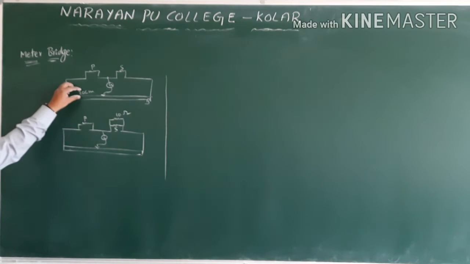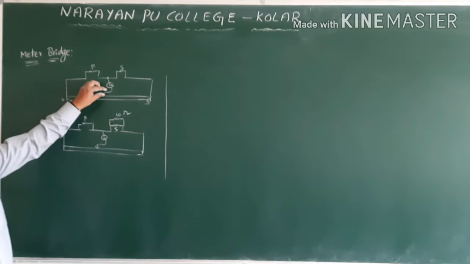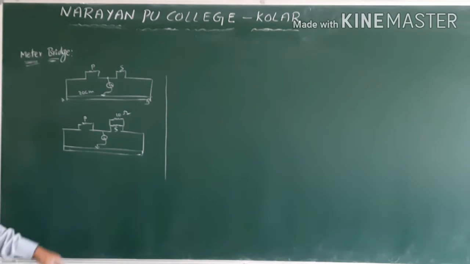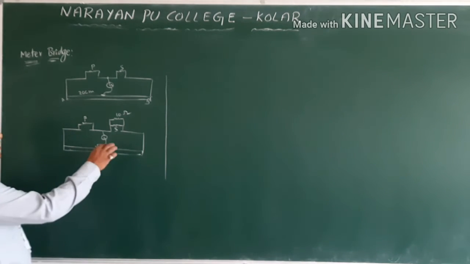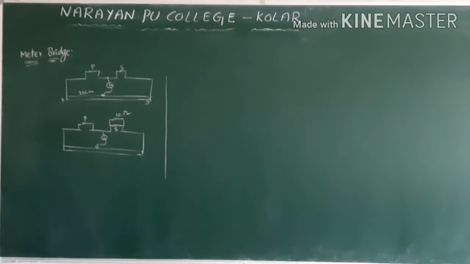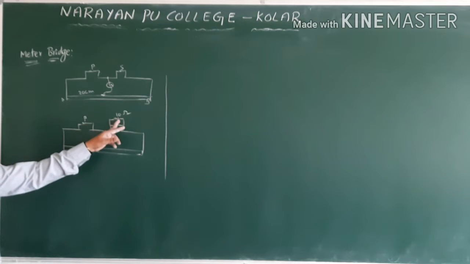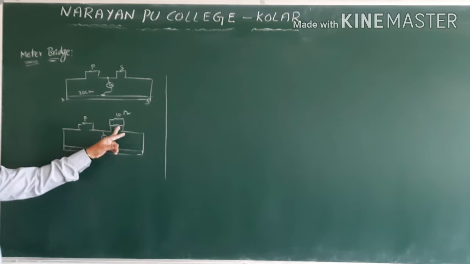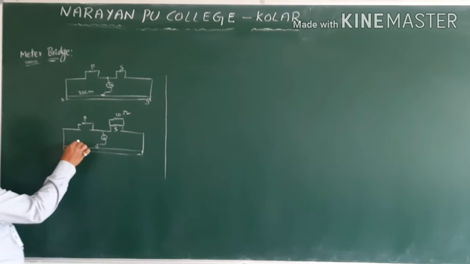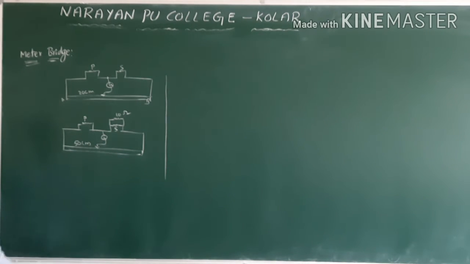Now the balancing length, whenever we move the jockey on the wire, they gave 20 centimeters. Next, in the right gap, for S, a 10 ohm resistance is connected in parallel. So how did they connect it? The 10 ohm resistance is connected in parallel. Then the balancing length of the meter bridge is 50 centimeters. This is the given problem. In another way they may give it, but I have drawn the diagrams here.